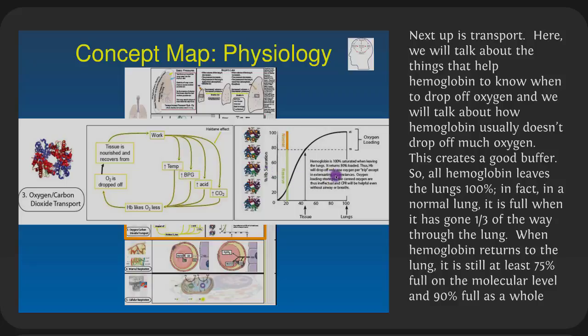oxygen. This creates a pretty good buffer, so all hemoglobin leaves the lungs 100% full. In fact, in a normal lung, it's full when it's gone a third of the way through the lung. So it's not even halfway through the lung and it's already full. When hemoglobin returns to the lung, it's still at least 75% full on the molecular level, meaning it's holding 3 of its 4 possible oxygens. And of the total pool of hemoglobin, it's about 90 to 95% full.